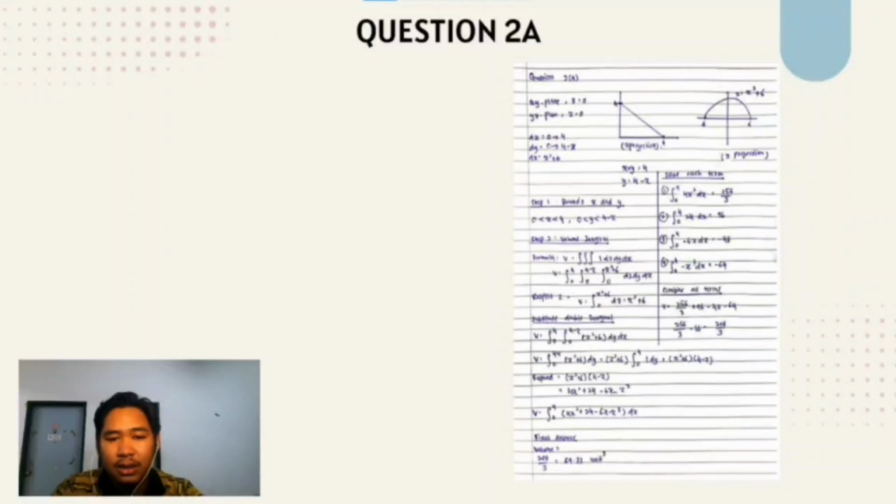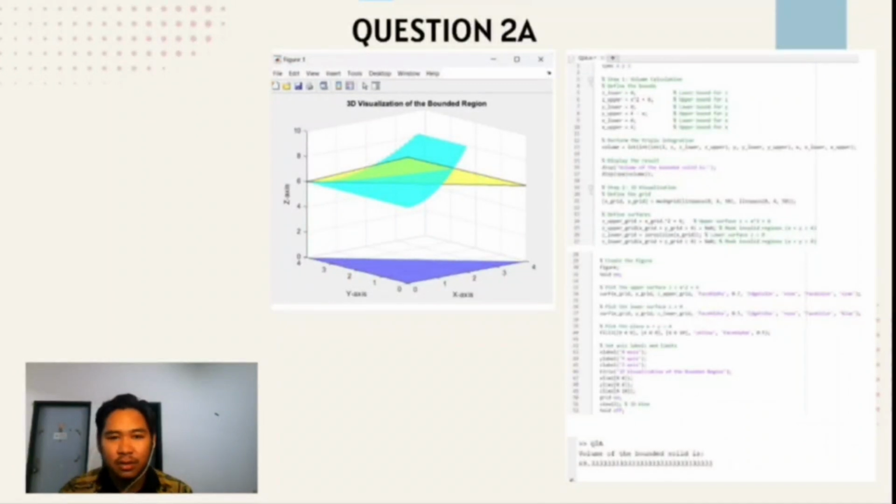In the calculation, we have 4 steps. For the first step, we find the bounds of x and y, and we use the triple integral formula. After that, we simplify the integral, combine all the terms, and then we get the answer. So the answer is 208 over 3, which is about 69.33 units.